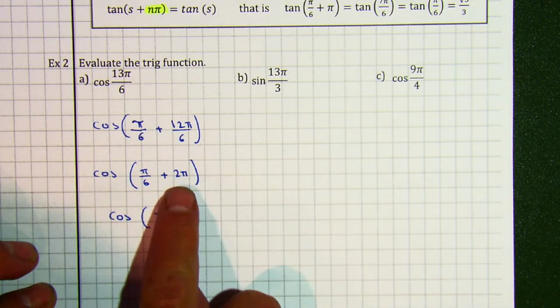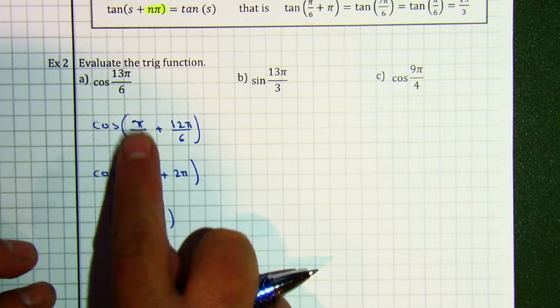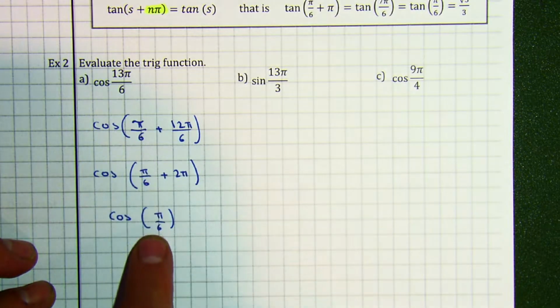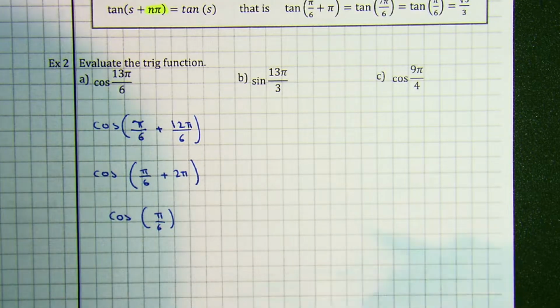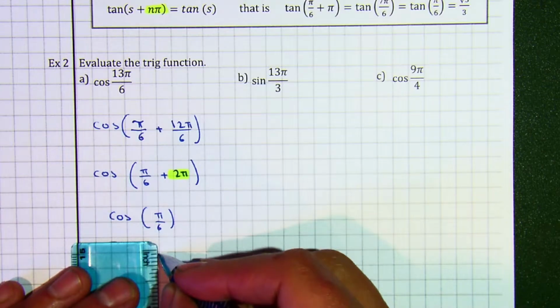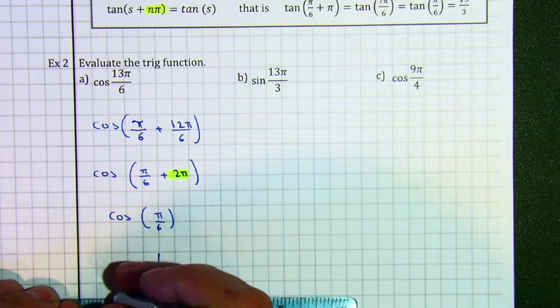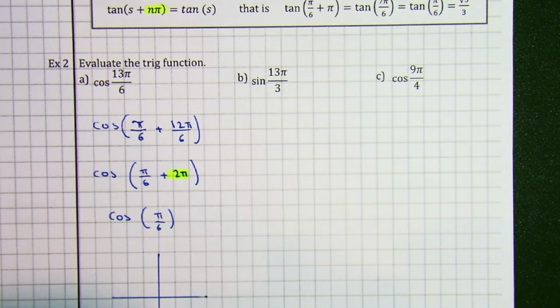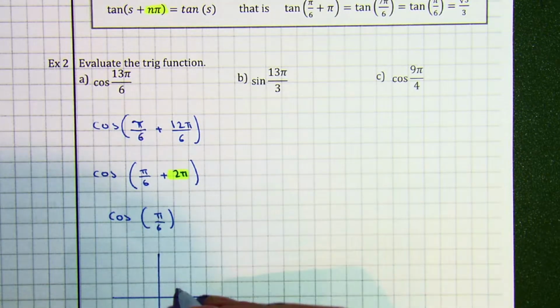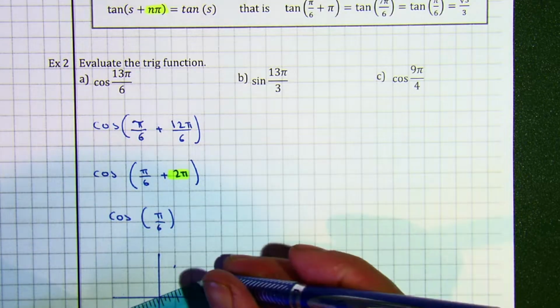So according to this, because this is periodic, if I evaluate the cosine of 13 pi over 6, it is the same as evaluating the cosine of pi over 6. I can exclude the 2 pi. And now I'm going to make my x and y axis. That's a quick 3 by 3. Pi over 6 is my 30 degrees, so I'll place my 2 dashes. 30 degrees is here.